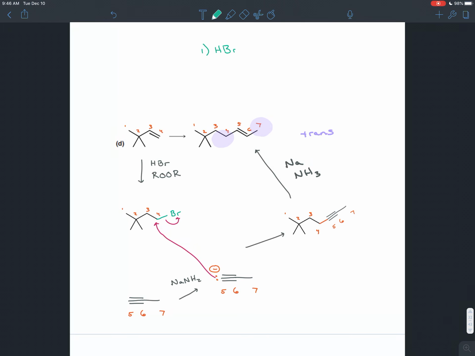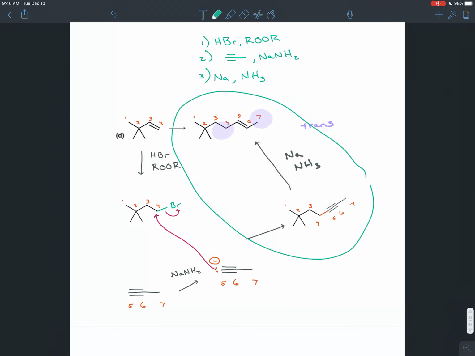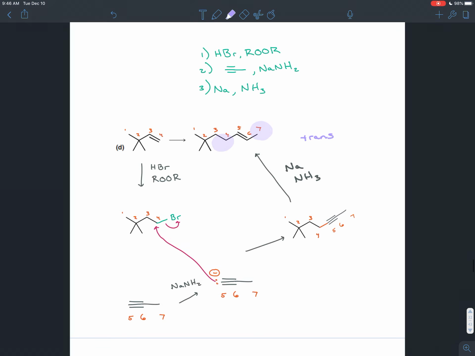So overall, if someone asked you how to make that transformation, you'd write down this recipe for them. First, add HBr in the presence of peroxides. So that'll give you this alkyl halide. Second, take this alkyne, 1-propyne, and treat it with sodium amide. That'll make a nucleophile out of that. That will do an SN2 reaction. It'll give you this product. Finally, do a dissolving metal reduction, so solid sodium and liquid ammonia, and that will turn that alkyne into a transalkene. So this recipe would accomplish that transformation.